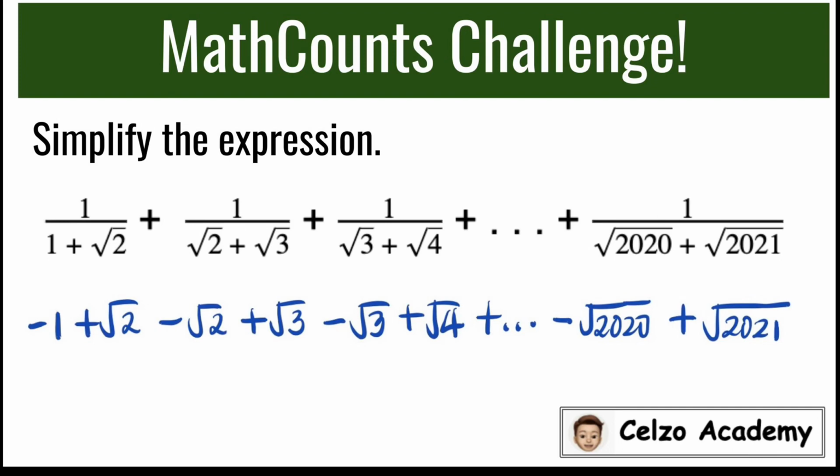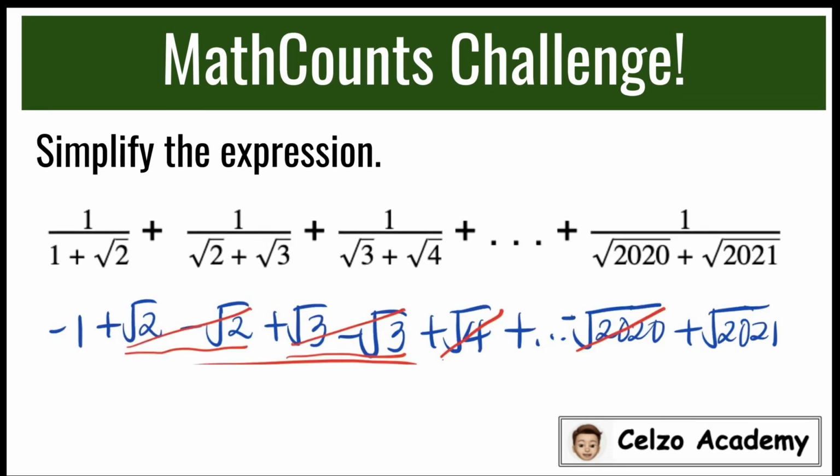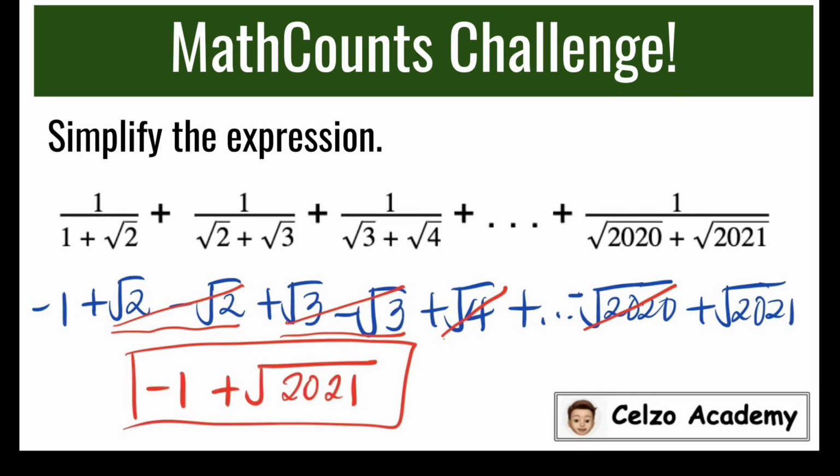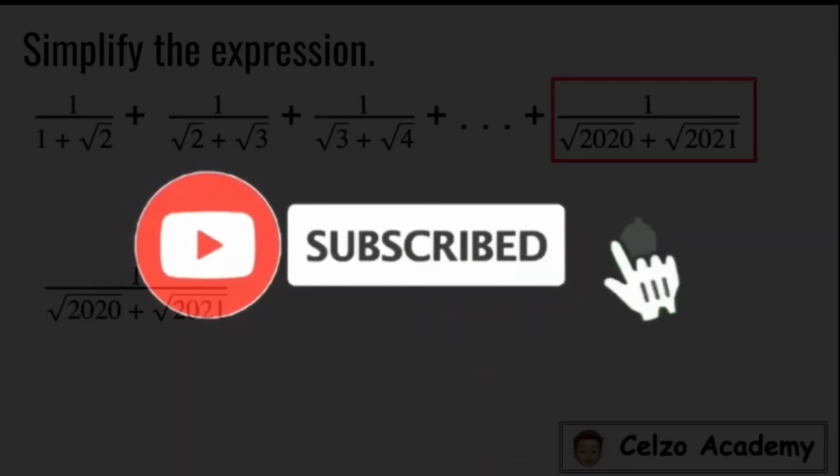Do you notice anything in this expression? We can cancel out zero pairs in this expression. We can cross out square root of 2 and negative square root of 2, square root of 3 and negative square root of 3, plus square root of 4 and negative square root of 4, all the way up to negative square root of 2020. So the final answer to this expression is -1 plus square root of 2021.